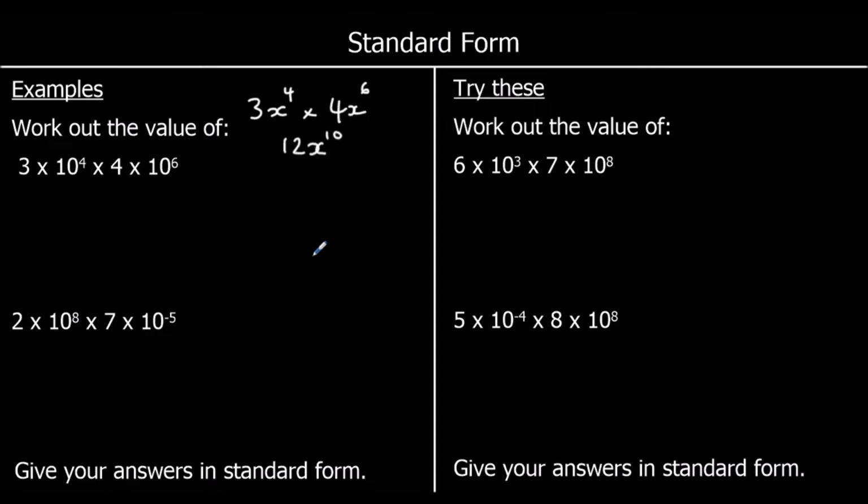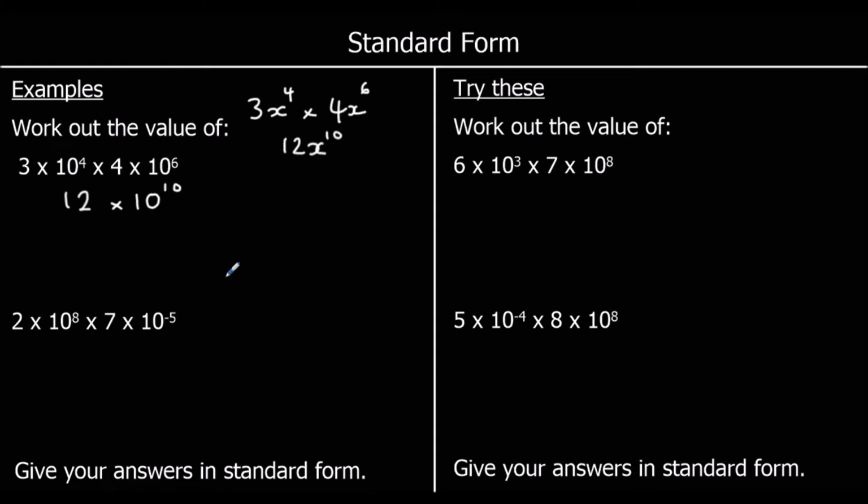So standard form is the same thing. So I can do 3 times 4. I can times the two numbers together, which is 12. And then I can times the two things with the same base together. So 10 to the power of 4 times 10 to the power of 6 is 10 to the power of 10. So I've got 12 times 10 to the power of 10.